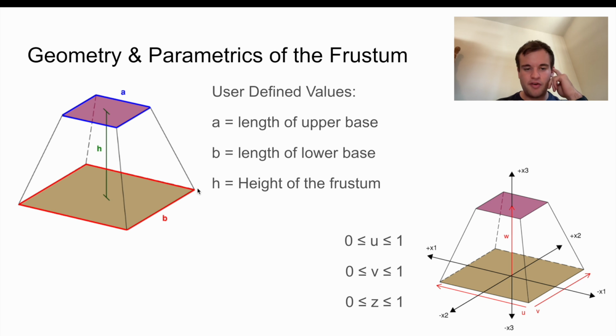For my frustum, I define the geometry on the left side as having a square base with length b, a height of h, and a top square with length a. That defines all the parameters of a square frustum. From that, I parametrize the frustum from the negative x1 and negative x2 plane, having it at this bottom corner here. That's where v goes from 0 to 1 along the positive x2 direction, and then u goes from 0 to 1 from the negative x1 to the positive x1 direction. And all of these go from 0 to 1 like a square shape.